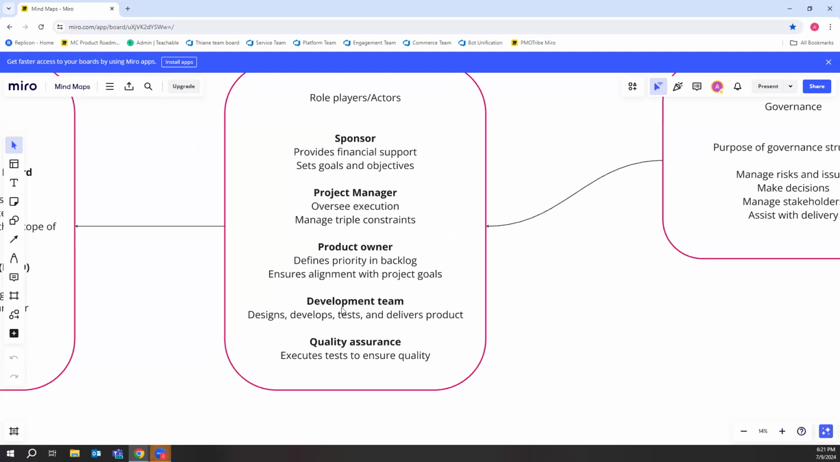The QA people are generally part of the development team, but I did want to isolate them here because it is quite an important skill set to have, especially when you look at software projects.